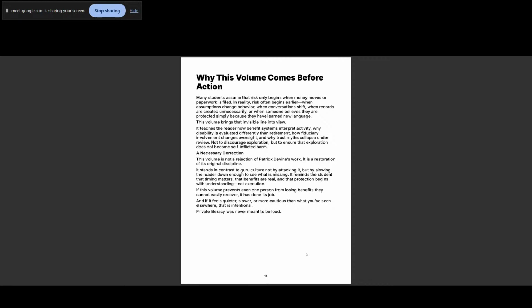A necessary correction. This volume is not a rejection of Patrick Devine's work. It is a restoration of its original discipline. It stands in contrast to guru culture by not attacking it, but by slowing the reader down enough to see what is missing. It reminds the student that timing matters, that benefits are real, and that protection begins with understanding, not execution. If this volume prevents even one person from losing benefits they cannot easily recover, it has done its job. And if it gets quieter, slower, and more cautious than what you've seen elsewhere, that is intentional. Private literacy was never meant to be loud.